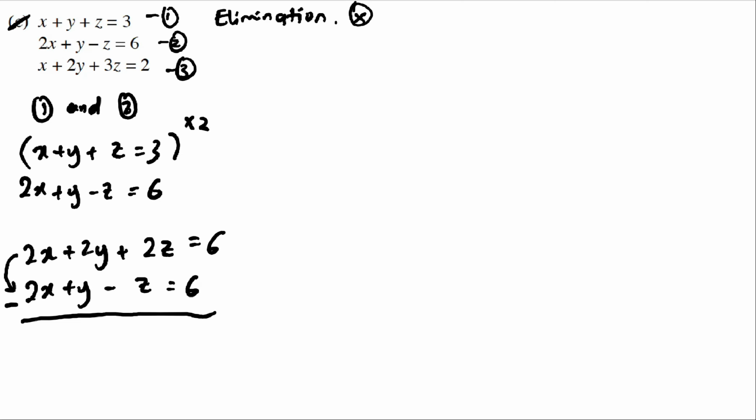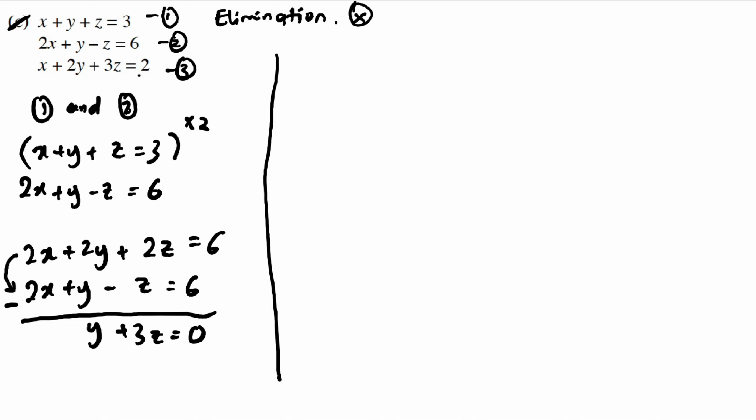2x minus 2x, you get 0. 2y minus y, you get y. 2z minus negative z. So 2z minus minus become positive. You get 3z is equal to 6 minus 6 is equal to 0. Okay, this one is 1 and 2.